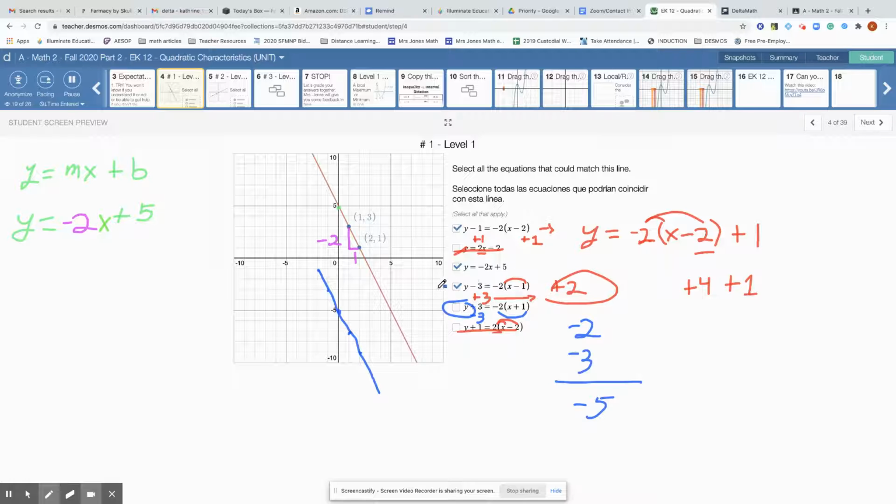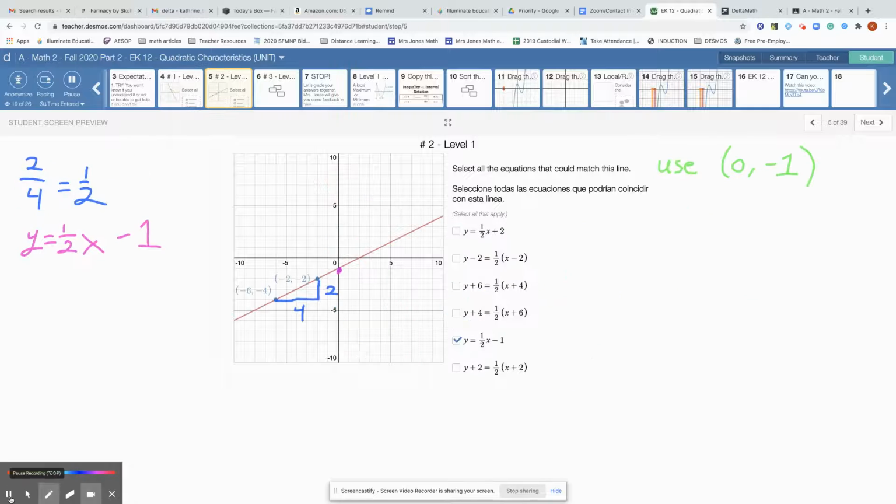And that's a really good method. Now, on the next one, I'm going to show you guys how. So at this point, if you like this method, pause the video, start writing this down. But on the next slide, I'm going to show you guys another way you can do it by just plugging in one of the points into each equation.